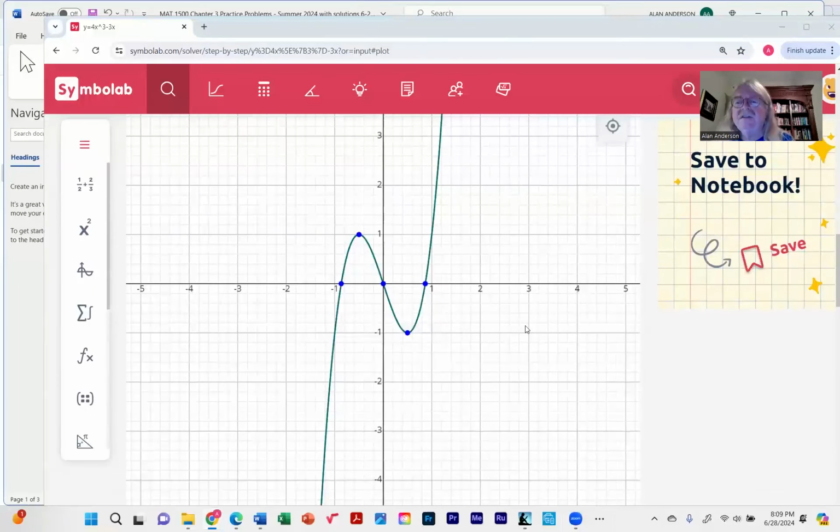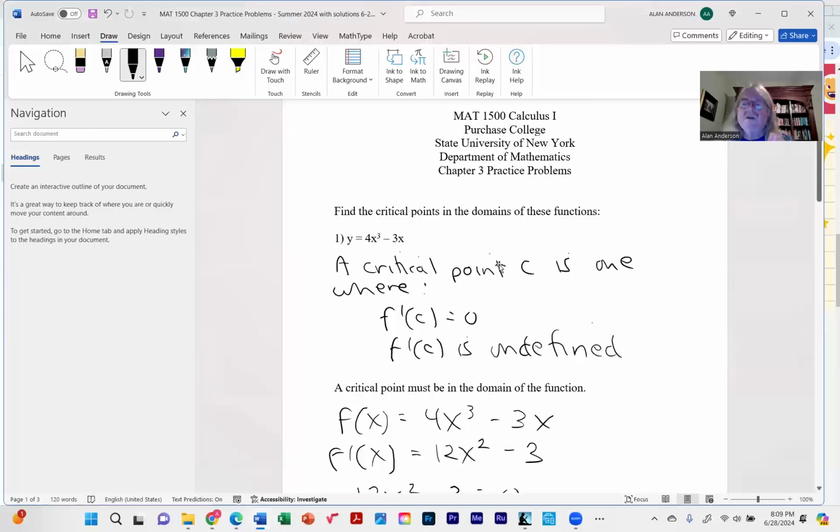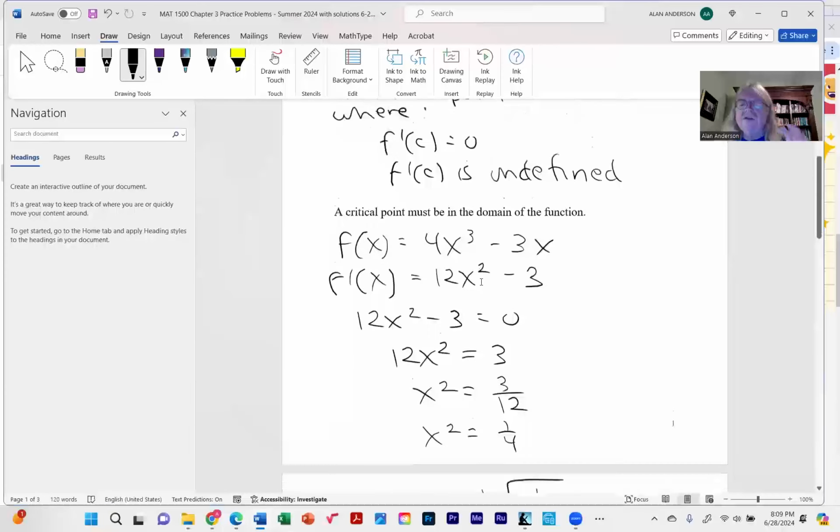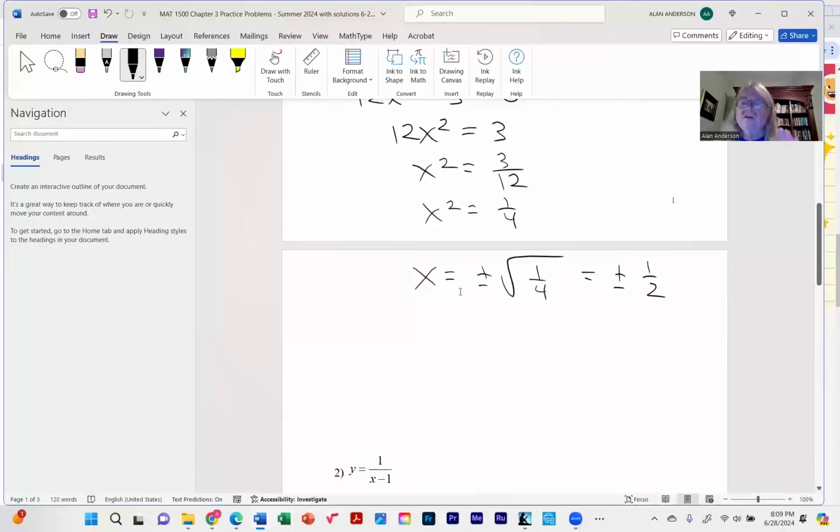Now, the problem doesn't ask us to determine if these are relative maxima or minima. It just wants to know where the critical points are. So we're actually done with this problem right now. Later on, though, we will be asked to find whether the points are minima or maxima.